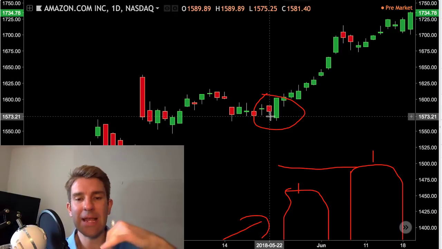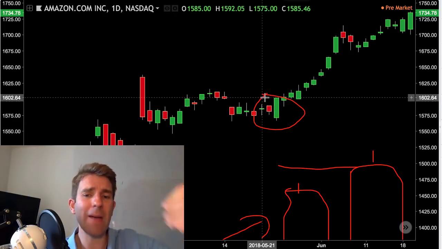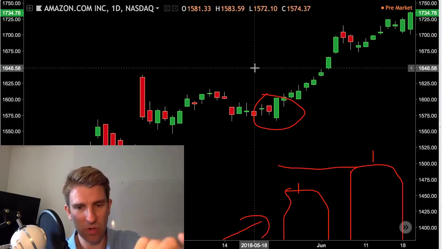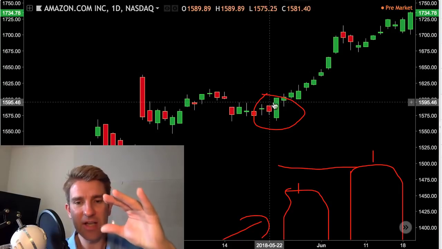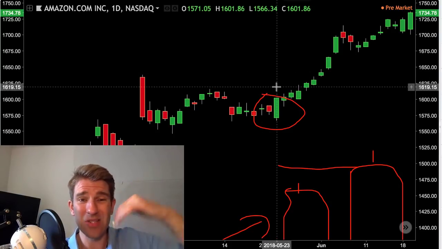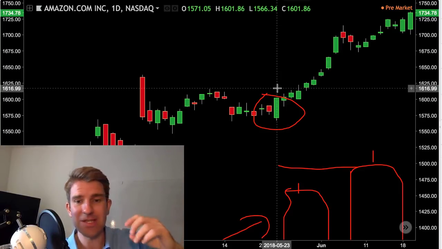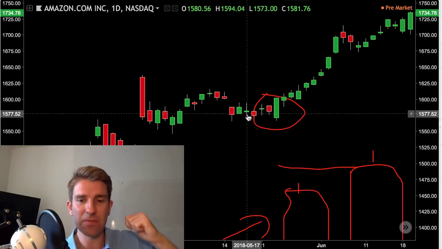Just rejected solidly, bang, takes out the high, fills the gap, closes way above the high. This is a real textbook one, guys. Real textbook. Just these two candlestick patterns. Nice big body, closes at highs as well, so you haven't got a big wick at the top, which might indicate a little bit of uncertainty. No, bang, closing at highs, really solid, very high close relative to the prior days as well.